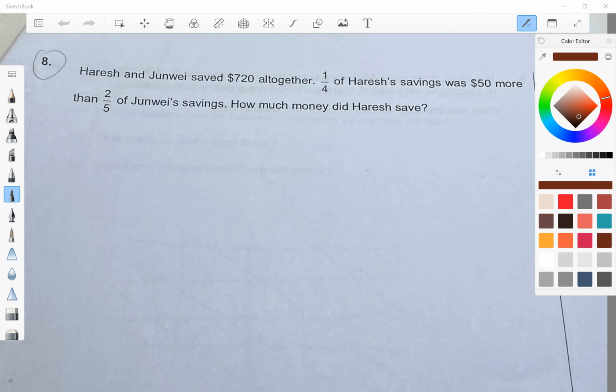Haresh and Junwei saved $720 altogether. So I'm going to demonstrate how I actually do my annotation. And it's mentioned that 1/4 of Haresh's savings is $50 more than 2/5 of Junwei's savings. And it's mentioned how much money did Haresh save.